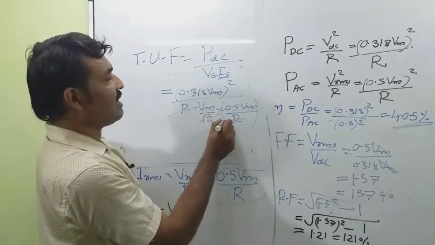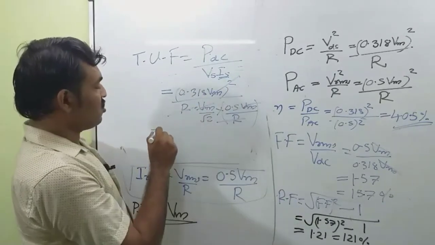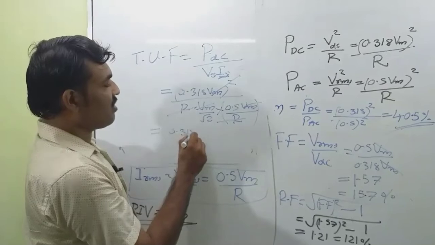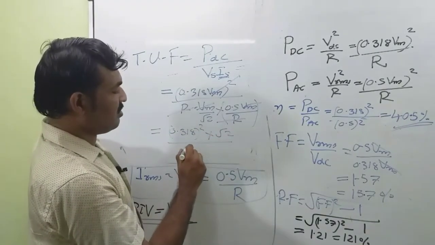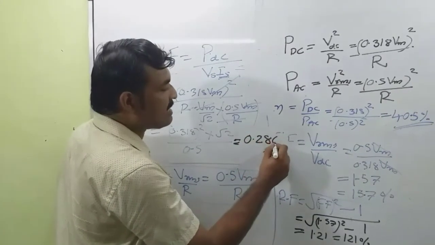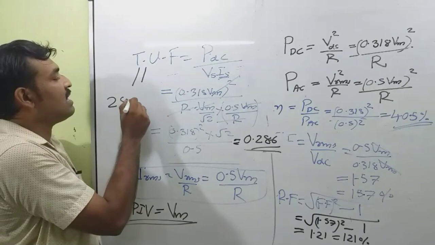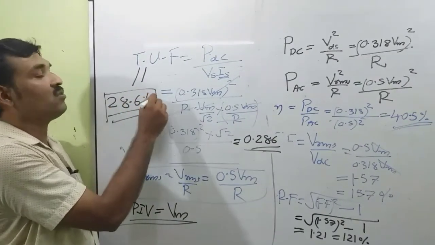This R and R get cancelled. Vm square and Vm into Vm square cancelled. So this is equal to 0.318 the whole square into root 2 divided by 0.5, which is 0.286 or 28.6% for a half-wave rectifier circuit with R load.